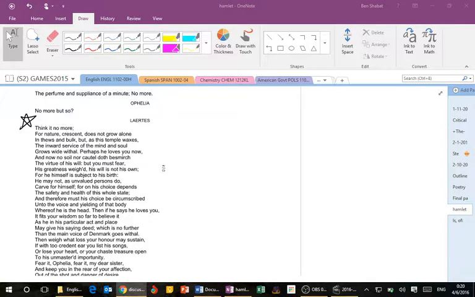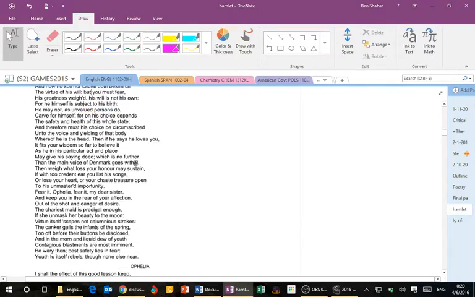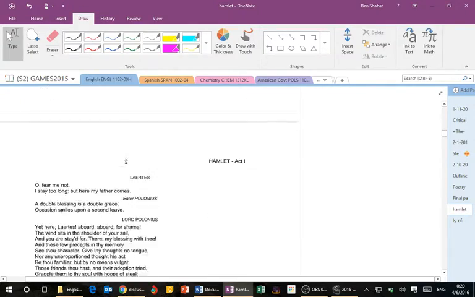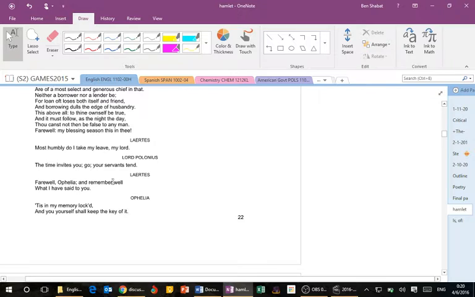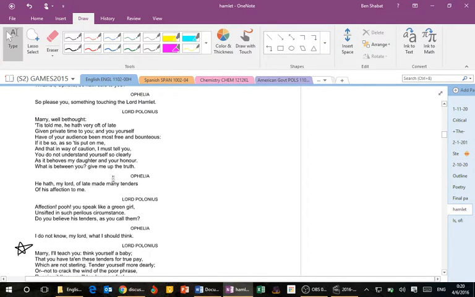So, we could continue, but I think you understand my point. So, for example, see, like, "perhaps he loves you now." He's basically belittling their relationship, a point that her father is going to repeat to an extent. If I can find that passage. See, now we have Polonius come in.